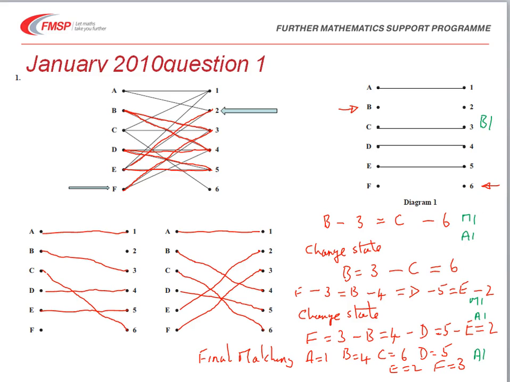Now remember that there are many different ways of getting through to our final matching. It doesn't matter which alternating path you actually use in your solution. However, the final matching is going to change, so if you do it in a different way, you will not necessarily get the same answer as somebody else, but all possible answers are marked in the same sort of way.